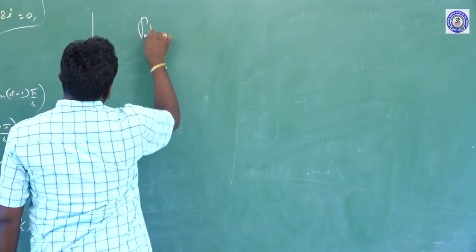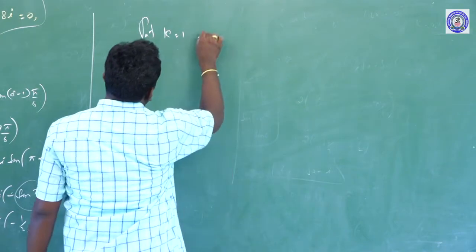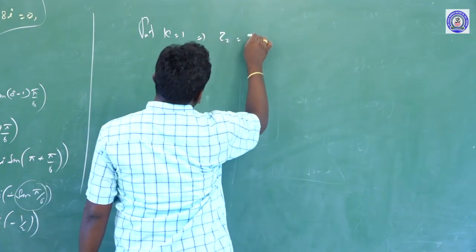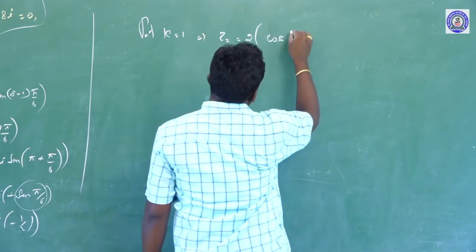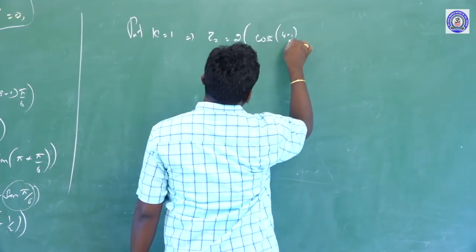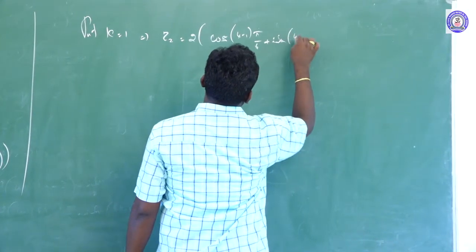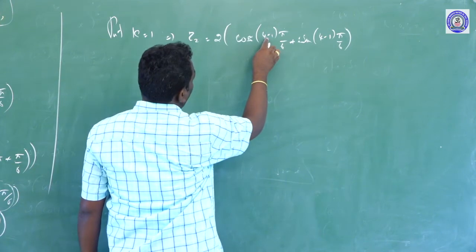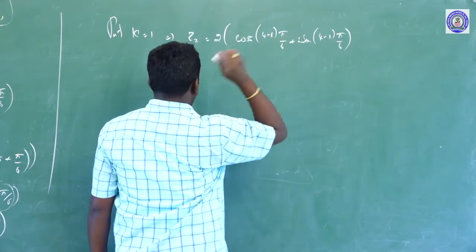So now put k equal to 1, which implies z2 equals 2 times cos of, put 1, what is its value? It is 4 into 1, that is 4. 4 minus 1 into pi by 6, plus i into sin of 4 minus 1 into pi by 6. Put k value equal to 1: 4 into 1 is 4, minus 1, into pi by 6.